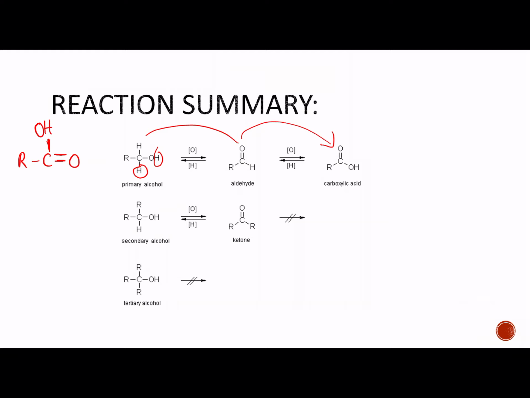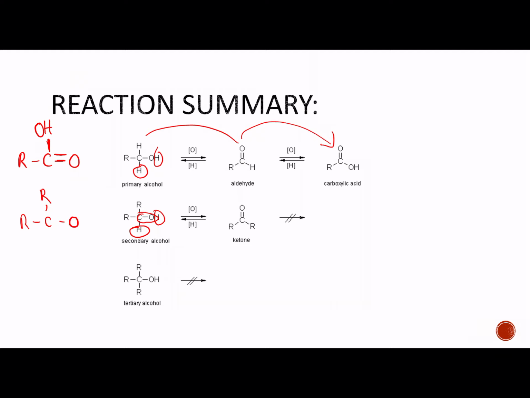Secondary alcohol, if we analyze the structure, I do the same thing. I take two hydrogens away, and I have to take both of them away or else I can't form the bond. I take away the hydrogen from the oxygen and the hydrogen from the carbon, and here I would have R, C, R, single bond oxygen.